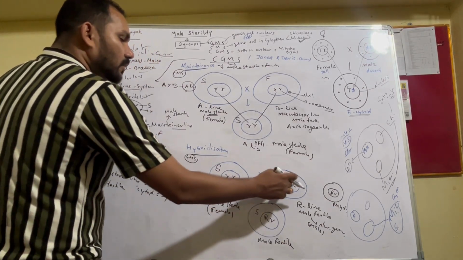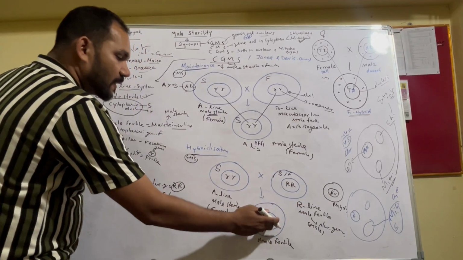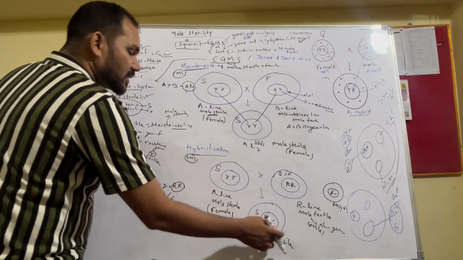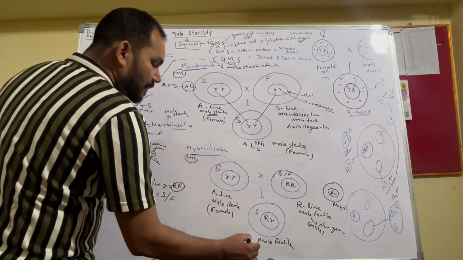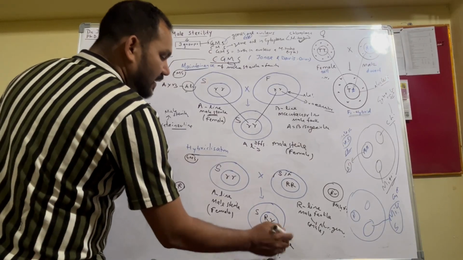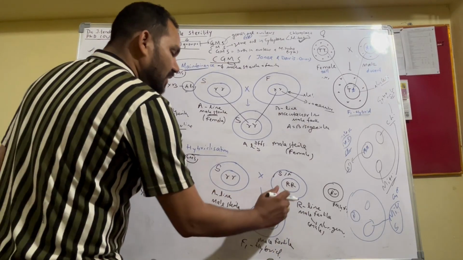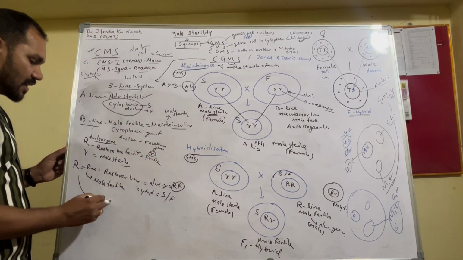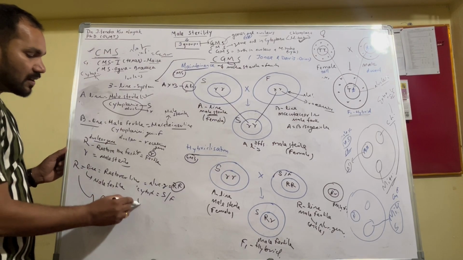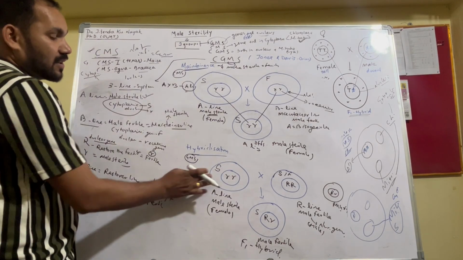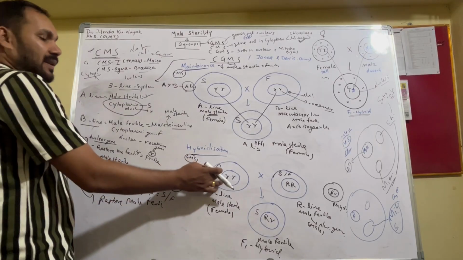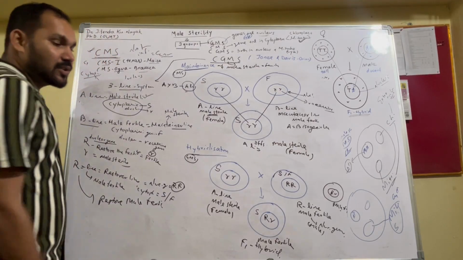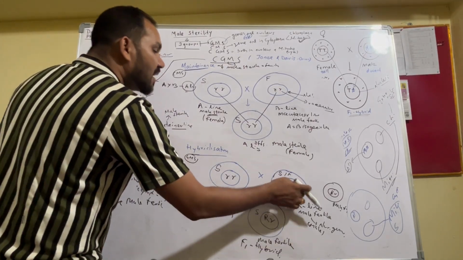So what is the role of the restorer gene? You can see here the cytoplasm remains the same as the female parent, but still the offspring, which is called the F1 hybrid, is male fertile. Hence the R line is called the restorer line, because its function is to restore male fertility. You can see the female parent is male sterile, but the offspring is male fertile. So this male fertile offspring is restored by using the R line.